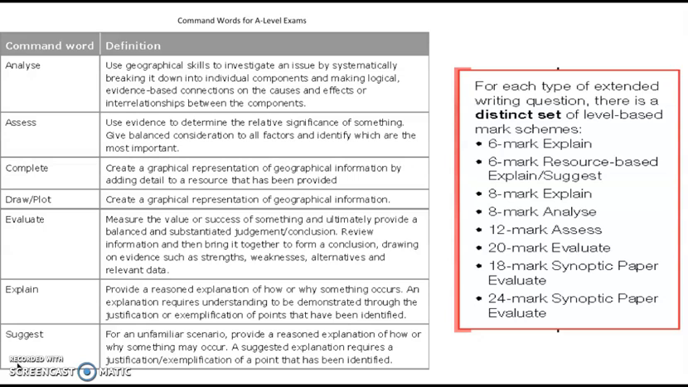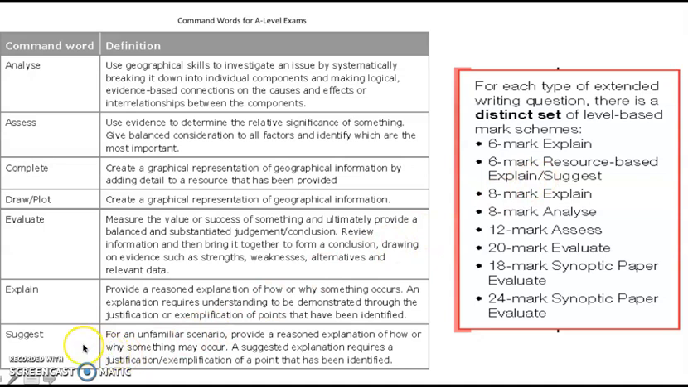You have the assess question that we'll be looking at shortly. You might be asked to complete a calculation or a graph, draw or plot, which will be a similar thing. Evaluate, which is to measure the value or success of something, which again we'll look at in a minute. Then you have explain, and there are a number of different explain questions. And as you can see on the right hand side, you have 6 mark explains, you have a 6 mark explain with a resource based question, and you also have an 8 mark explain question as well. And I'll run through quickly the mark schemes for those.